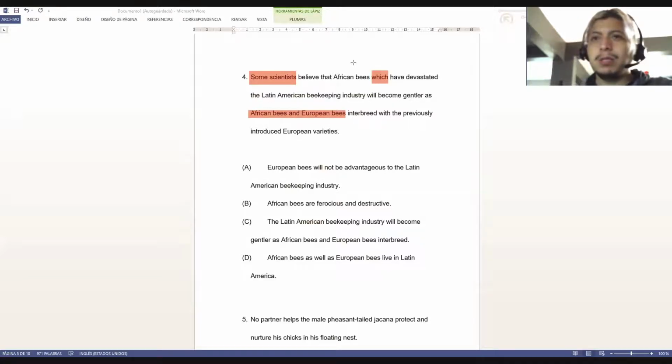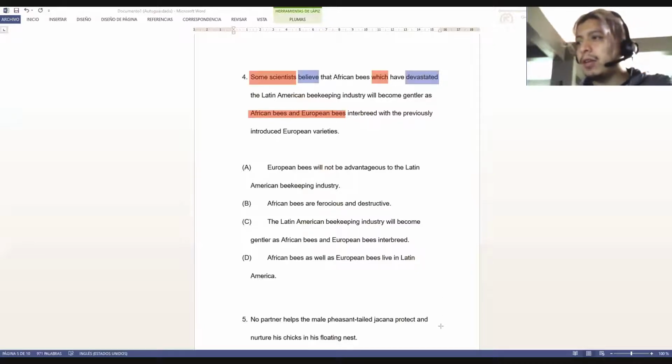Okay, so this is pretty much what it says. So some scientists believe. We have multiple verbs. We have the verb believe. This is in the simple present. This is an affirmative statement. We don't have an auxiliary. They have devastated. This is the auxiliary for the present perfect, and this is the verb in the past participle.